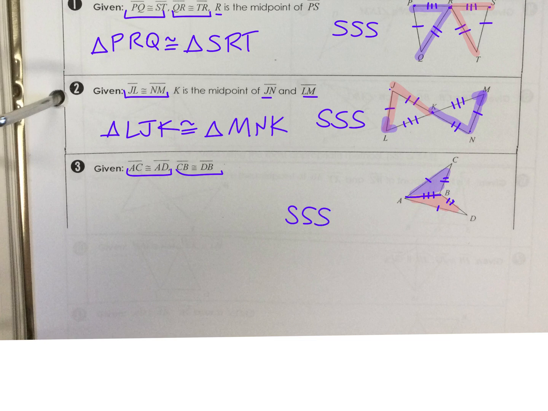I'm going to call my triangle, the purple one, ACB. So I started at A, up to C, down to B. So this one will start at A, go down to D, and up to B. So that is our side, side, side.